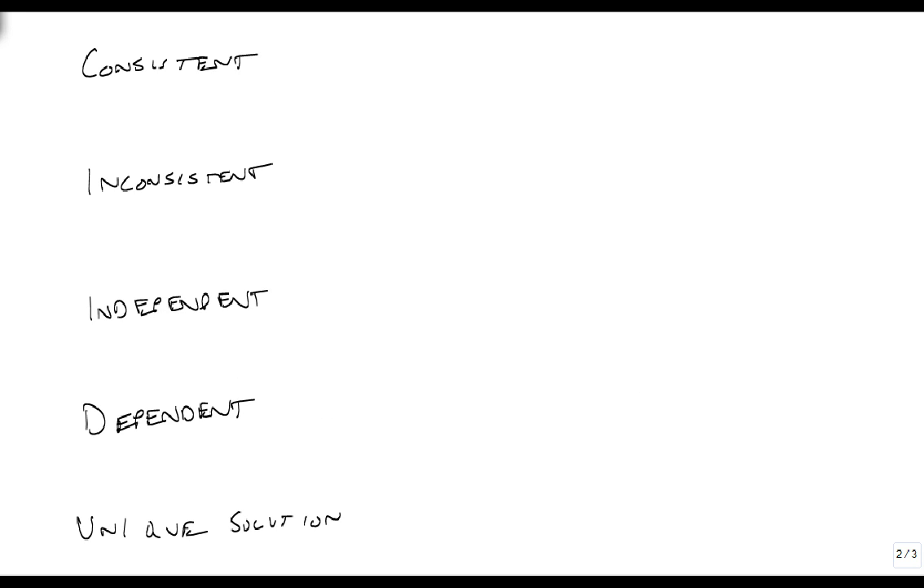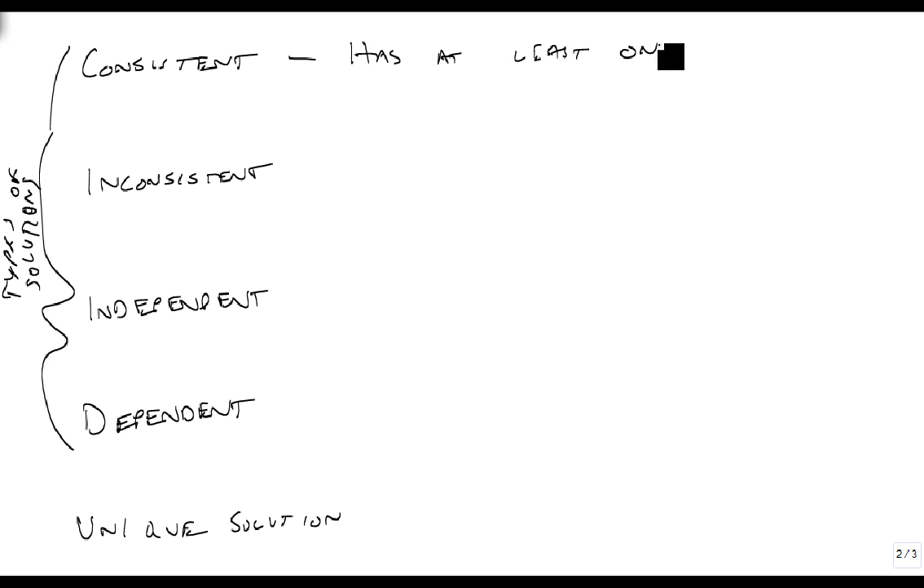These are types of solutions. And if we see any of these, then we're talking about the types of solutions. A consistent system is one that has an answer, has at least one solution. And an inconsistent system has no solution. No point makes every equation true for an inconsistent system, and there's at least one point for a consistent system.